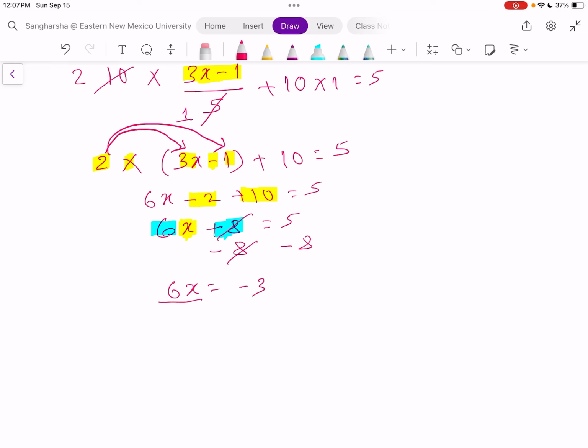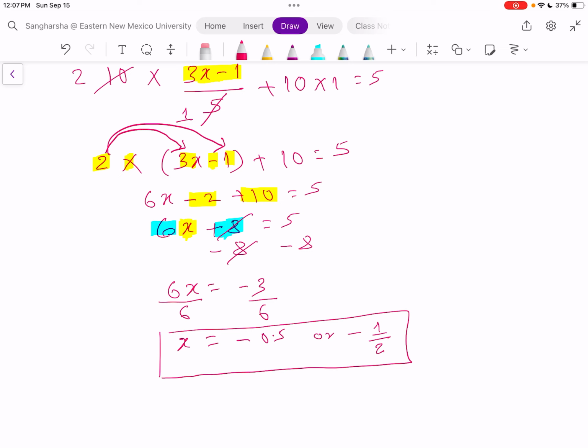Now we need to get rid of 6, so we divide both sides by 6. This gives us x equals negative 3 divided by 6, which is negative 0.5, or you can have your answer as a fraction, negative 1/2. It's going to be the same thing. So you can have your answer in a decimal or a fraction.